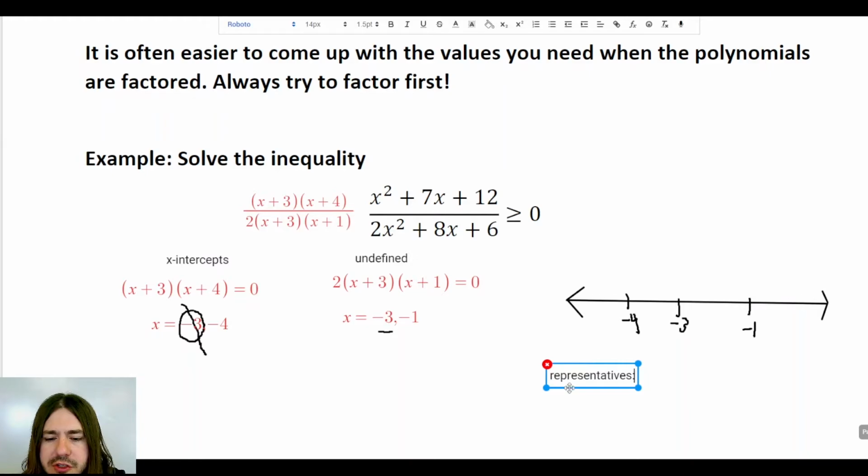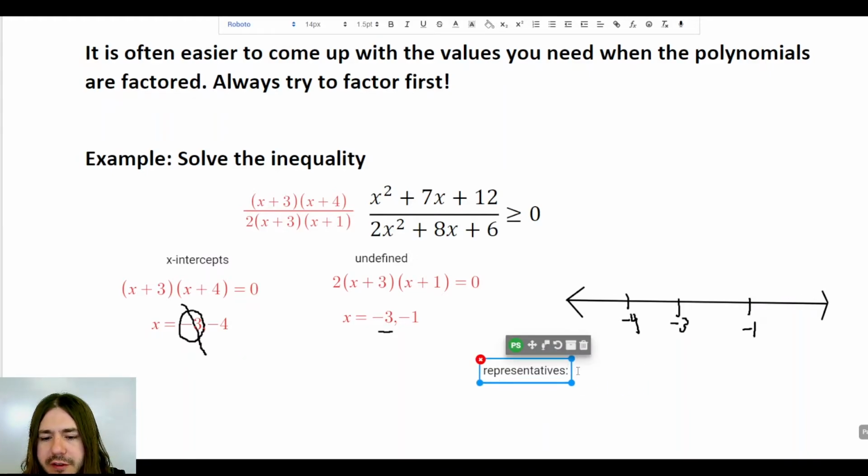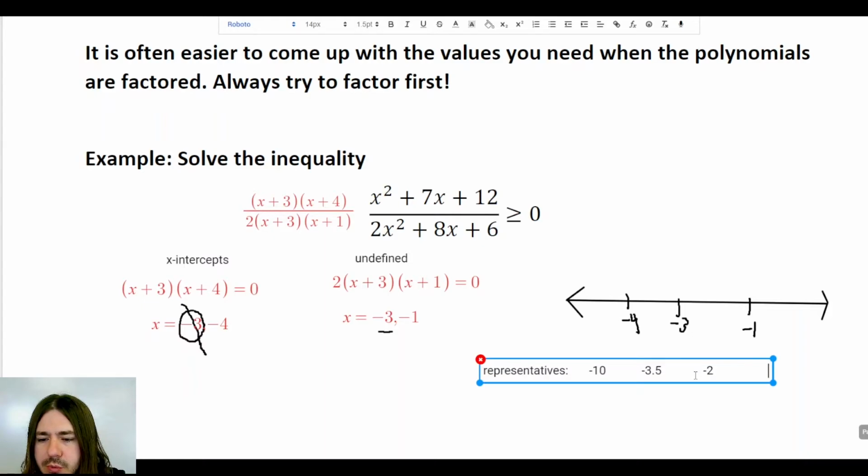So for that first interval between negative infinity and negative 4, I think I'll go with negative 10. Between negative 4 and negative 3, I guess I'll go with negative 3.5, I think that might be the way to go there. Between negative 3 and negative 1, I'm going to pick negative 2. And then between negative 1 and infinity, I'm just going to go with 0.